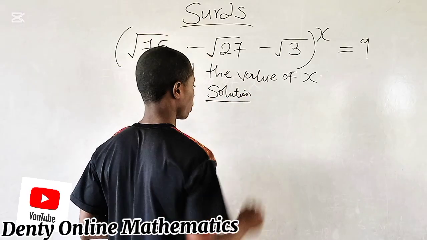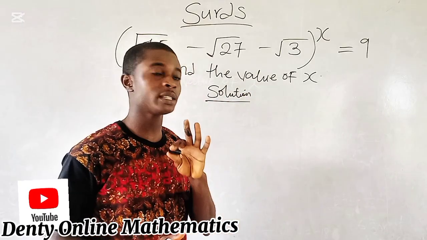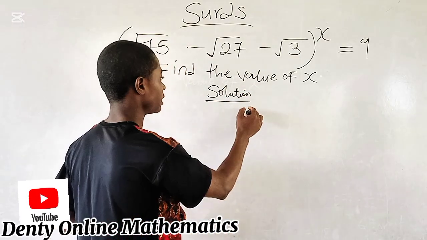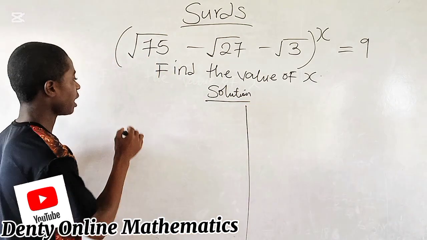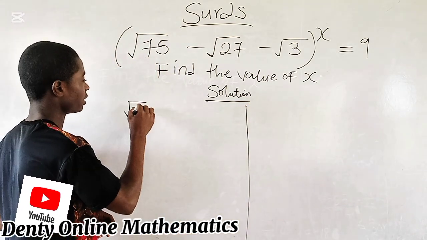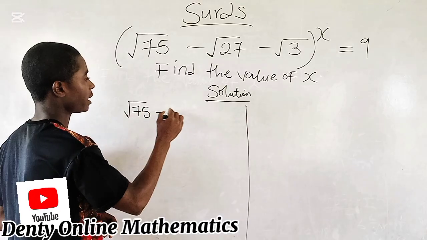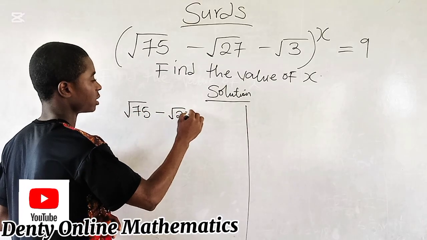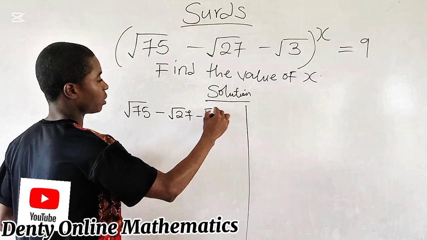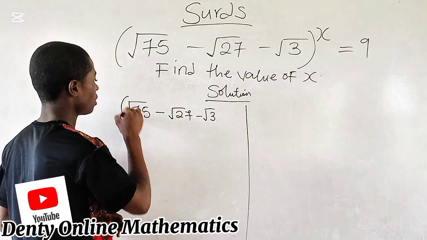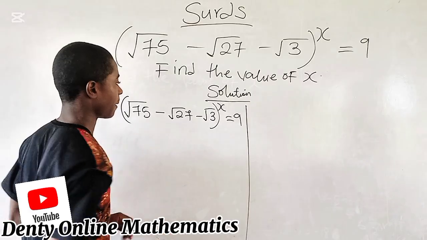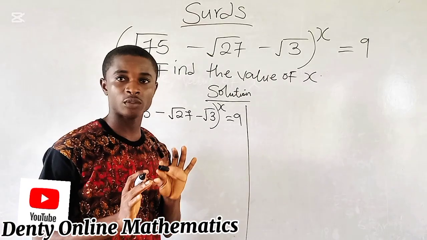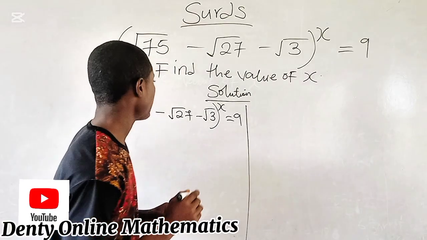to this problem. For clarity's sake, I will divide the board. Now let's look at what we have here. We have (the square root of 75 minus the square root of 27 minus the square root of 3) all raised to the power of x to be equal to 9. Now this is how we are going to solve this for proper understanding.